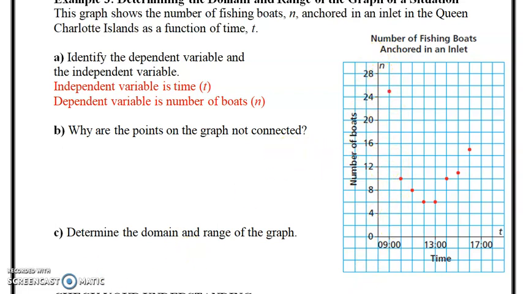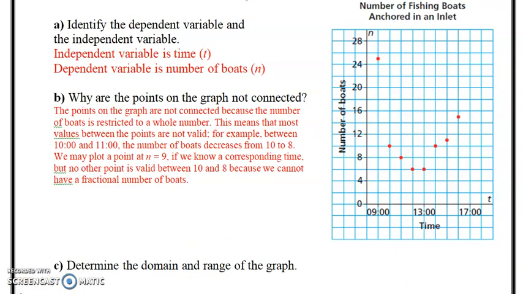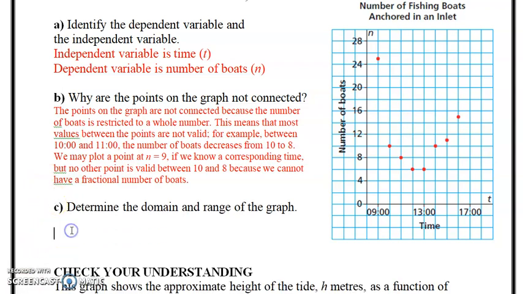Why are the points on the graph not connected? This is a great question. Well, the points on the graph are not connected because the number of boats is restricted to a whole number. You can't have a half a boat, you can't have a quarter of a boat. This means that most values between the points are not valid. For example, between 10 and 11, the number of boats decreases from 10 to 8. We may plot a point at 9, if we know a corresponding time, but there's no other value that's valid between 10 and 8 other than 9. Okay? So you have to sometimes look at both variables, x and y, to determine that relationship.